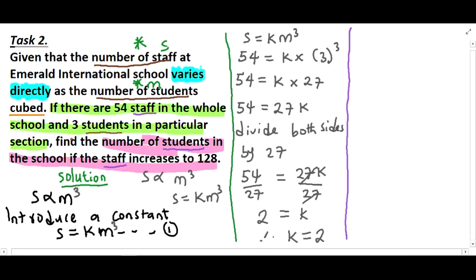Okay, so with everything we do in variation, we have to bring our general equation. So our general equation here is S equal to k m cubed. They are saying, find the number of students in the school if the staff increases to 128. So 128 is the number of staff, right? Now k, according to the question, is 2. Now multiply by m cubed. We don't know what m is, because they say we should find the number of students, and m is the number of students. So 128 is equal to 2 times m cubed, which gives us 2m cubed.